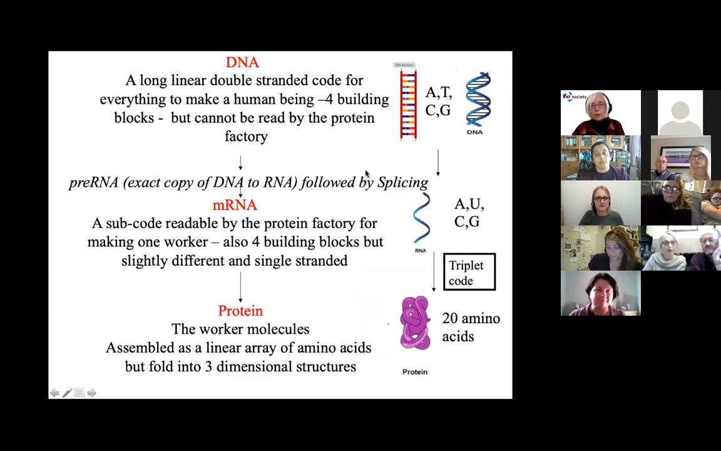So what I told you was that what you first do is copy your DNA to something called pre-messenger RNA. And that's an exact copy, but then from that you cut and splice, because the information that you want here is not contiguous in your DNA. So you cut and splice, throw away the intervening bits and make the bits that are going to code finally for your protein. And that process is called splicing.